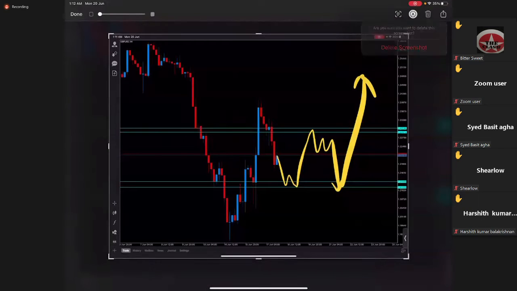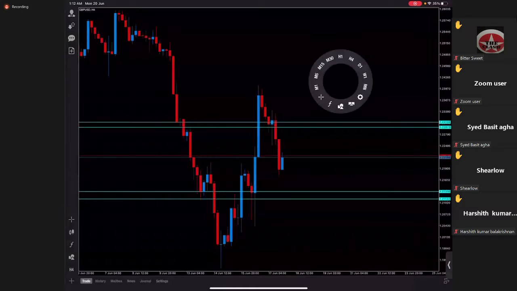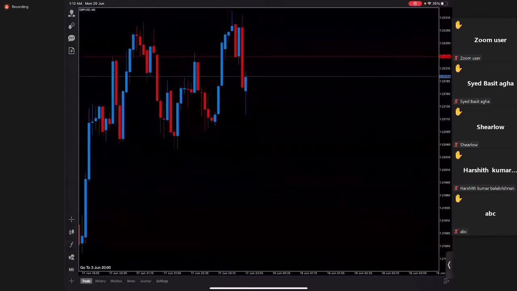I hope you can understand. Direction: just find direction first, and then just find confirmation for entry. Simple. Trading is simple.